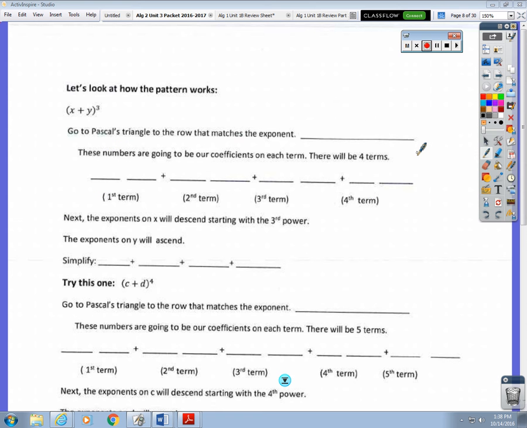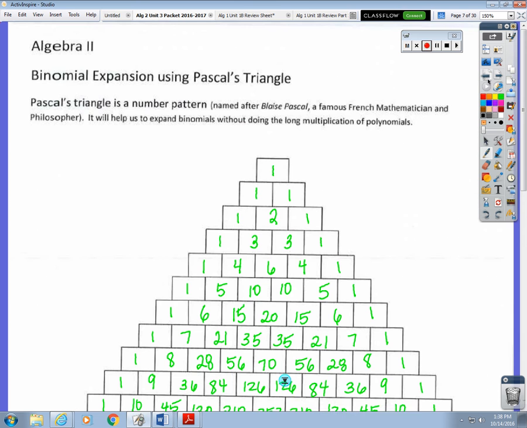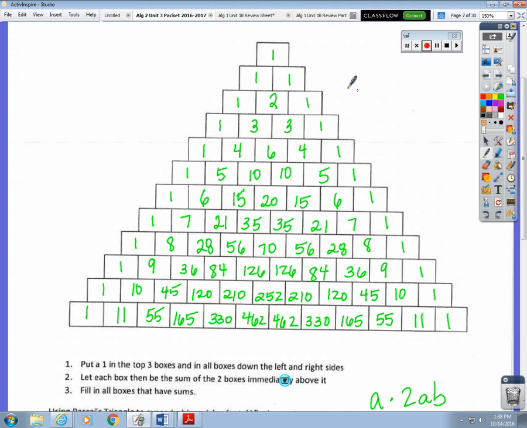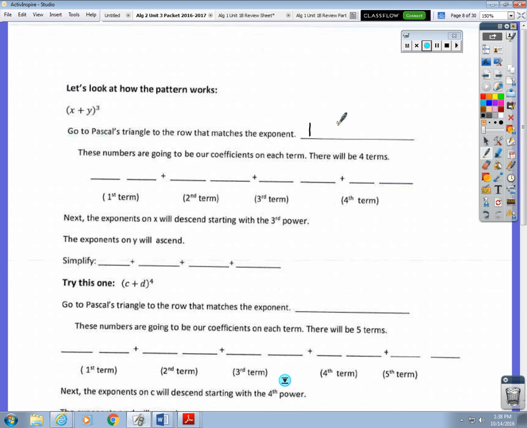Shh. Pay attention. Here's how the pattern works. You go to Pascal's triangle to the row that matches the exponent. What is the exponent here in this problem? 3. So you need to go to the triangle and go to the row where you first see a 3, which would be this row, right? 1, 3, 3, 1. That means I'm going to be using the row 1, 3, 3, 1 because it had an exponent of 3.